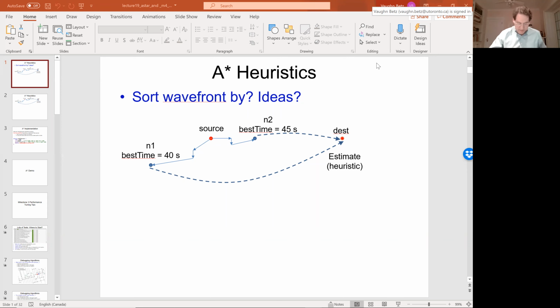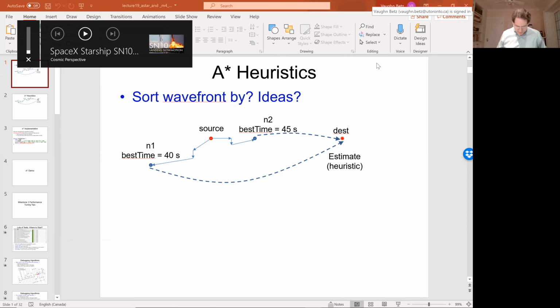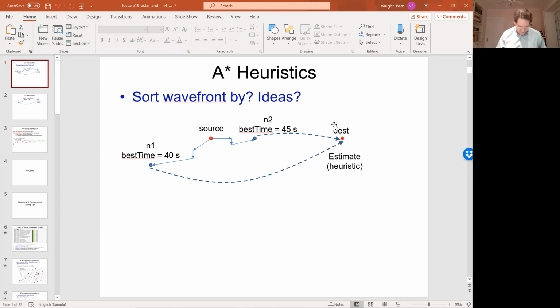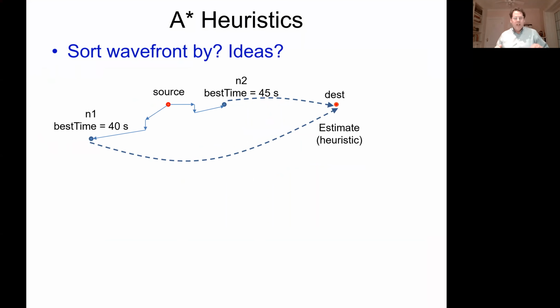Okay, so what's the idea? Let me make this full screen. Okay, so we're at some source. We know where we started, and we've already done some exploration in our graph search. So we found certain nodes that I'm showing you here, and what's in our wavefront now are these two circled nodes. Let's call them node 1 and node 2.